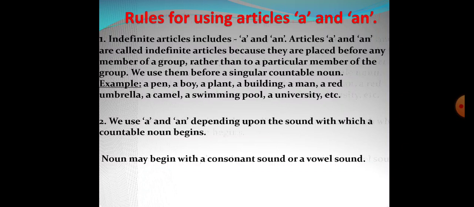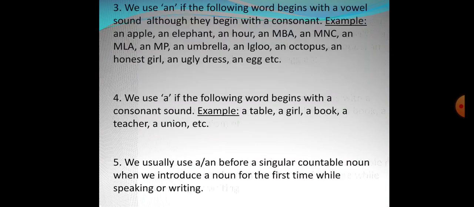We use a and an depending upon the sound with which the countable noun begins. A noun may begin with a consonant sound or a vowel sound. So it is very important to work on the sound of the noun, not only on the vowel or the consonant with which the noun is beginning. Most of the time we have the habit of cramming that A, E, I, O, U are vowels and we always put an before the nouns beginning with these vowels. No, this is absolutely wrong. We use an if the following word begins with a vowel sound, although it may begin with a consonant letter.